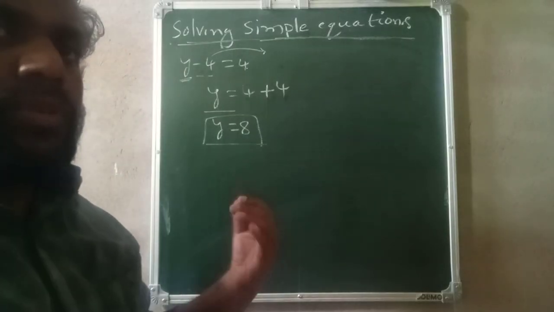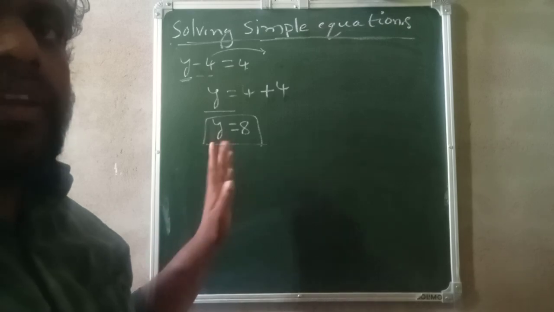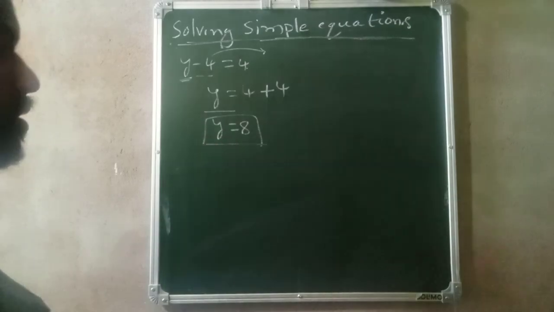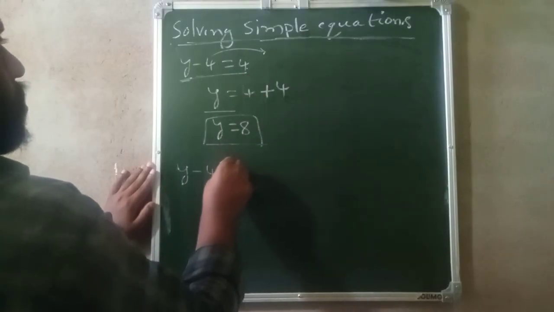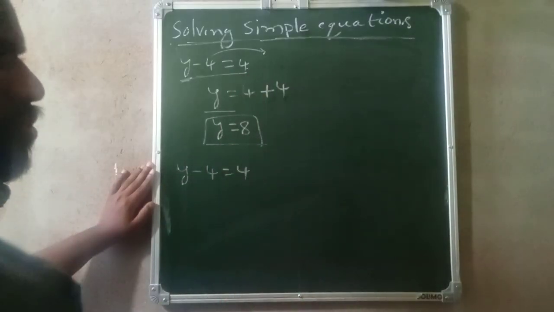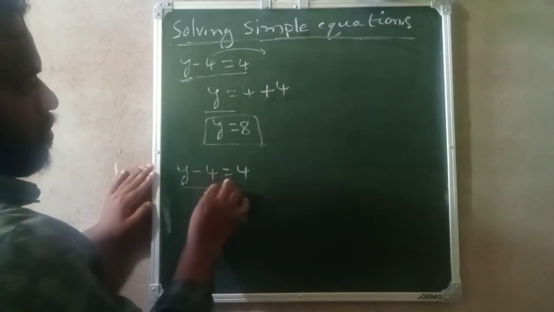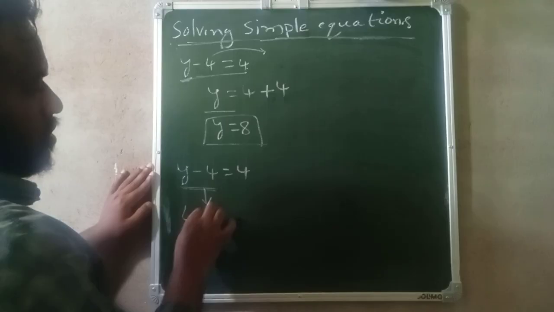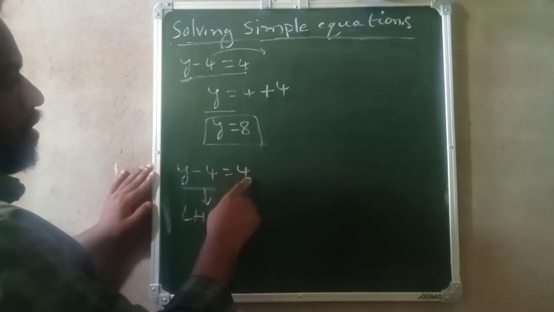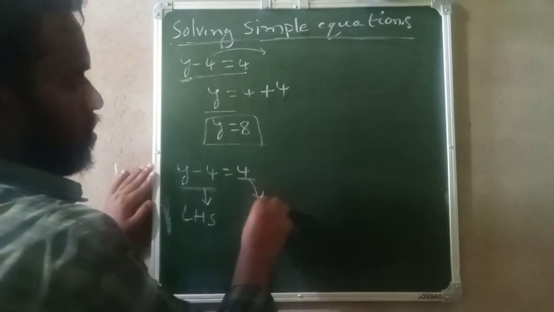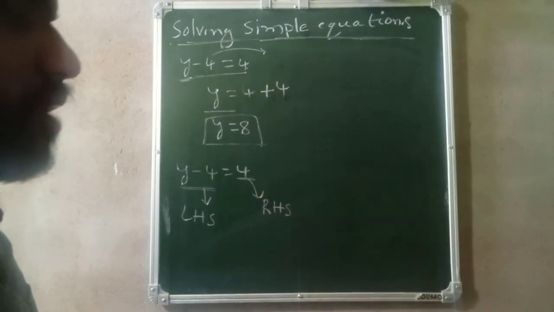Now we will check whether this answer is correct or not. For that, first write this given equation. y minus 4 is equal to 4. So before this equal sign, whatever is there, that is LHS. So LHS means left hand side. After equal sign, whatever is there, that is RHS. RHS means right hand side.